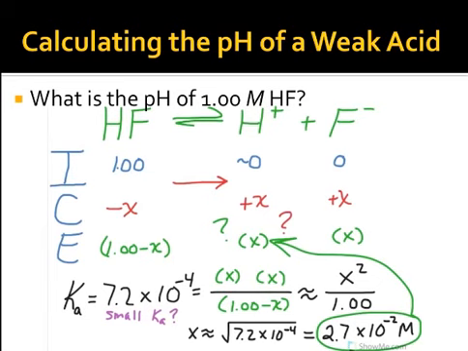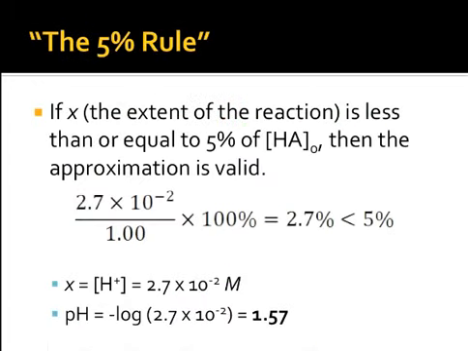Or is it? Before we move on, we should check the validity of our approximation using something called the 5% rule. The 5% rule states that if the extent of the reaction is less than or equal to 5% of the initial acid concentration, then our approximation is valid. We see here that our x is 2.7% of the initial HF concentration, so the approximation we made is good. The hydrogen ion concentration is 2.7 times 10 to the negative second molar. The pH would then be 1.57.